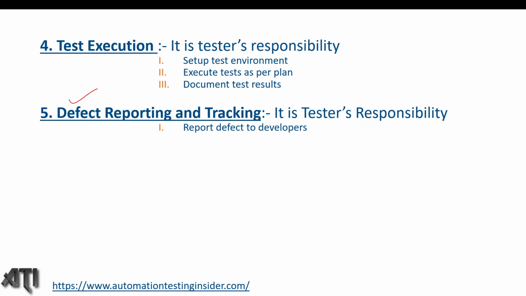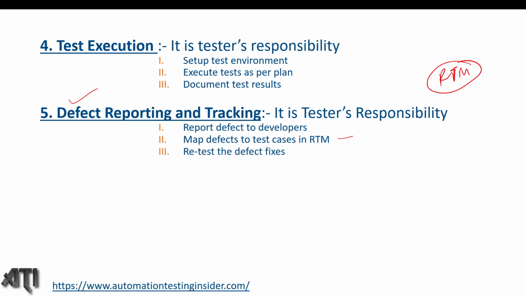When we execute the test cases, we'll report the defects to the developer. If our functionality is not working as expected, then we'll report the defect. That is nothing but the defect. So we'll report defects to the developers. Map defects to the test cases in RTM. This is what we have discussed about the RTM. So we will map the defects as well in the requirement traceability matrix.